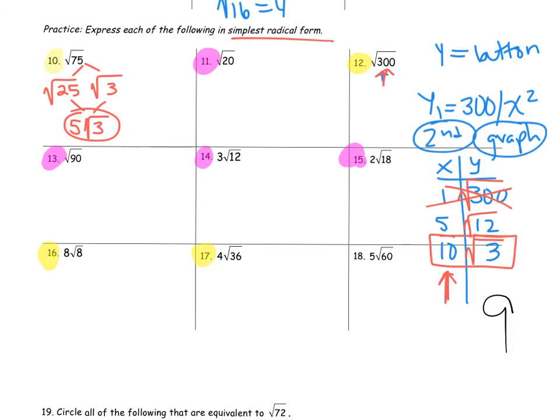10 rad 3 is our answer. And again, if you want to do this by hand, 10 rad 3 is our final answer. You could have broken this up into the square root of 100 times the square root of 3. The square root of 100 is 10, and you leave the radical 3. Okay? All right, guys, I'm just going to quickly go through 16 and 17, and you guys are going to do 11, 13, 14, and 15.